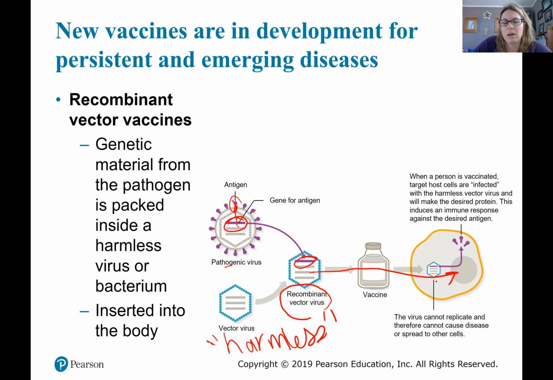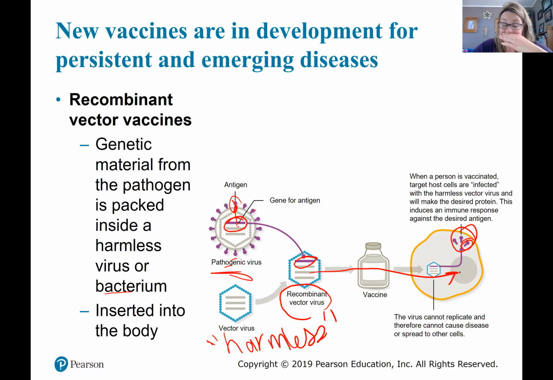Basically this harmless virus, or it could be a bacteria, goes around and replicates as it spreads from cell to cell, producing this antigen. The pathogenic virus is not inserted into the body, only the gene that could make these little protein spikes. The body says, oh, hey, that's foreign, and starts to develop immunity toward that.